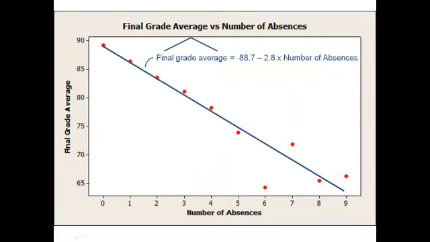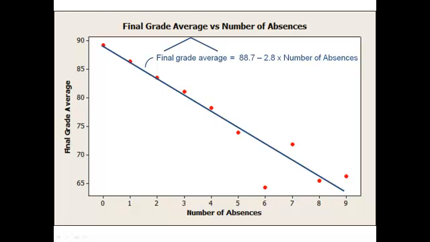Now, let's think about our test score data. Our regression equation is predicted final grade average is equal to 88.7 minus 2.8 times the number of absences. Now the intercept term is 88.7. And so our regression model predicts that a student's final grade average is going to be 88.7 if she had 0 absences.